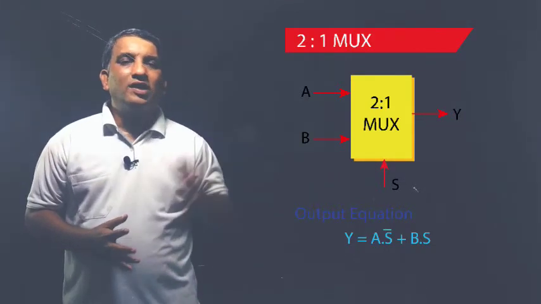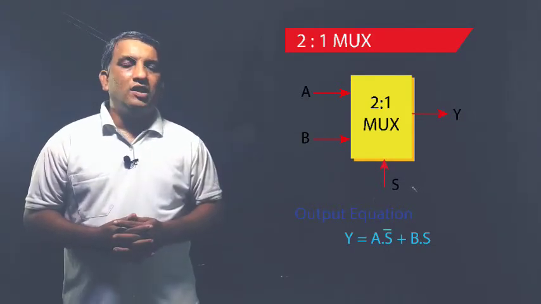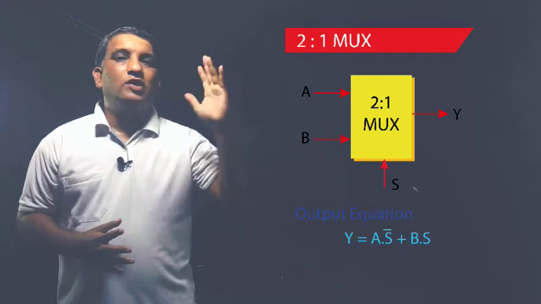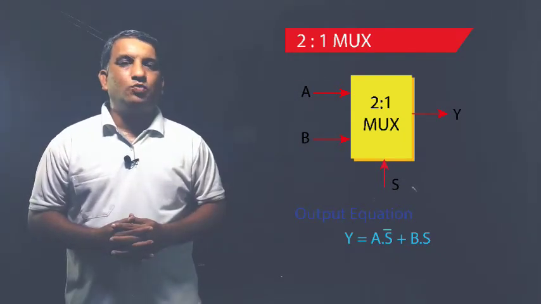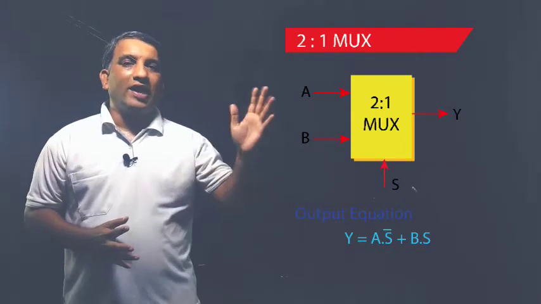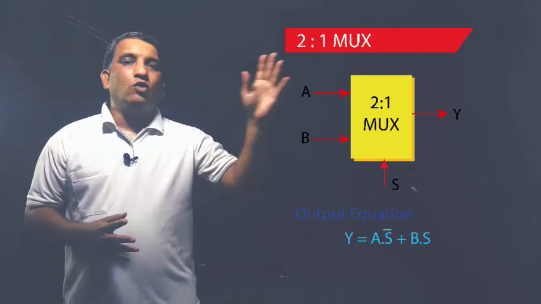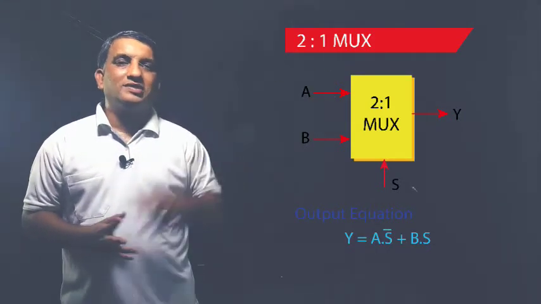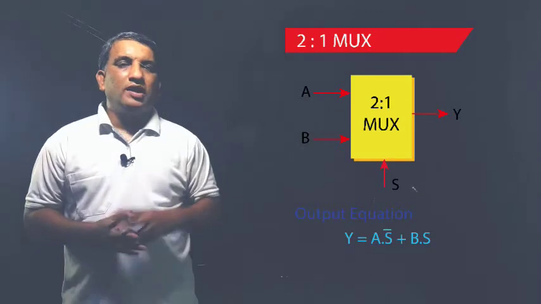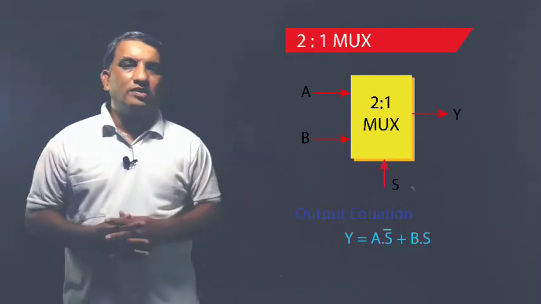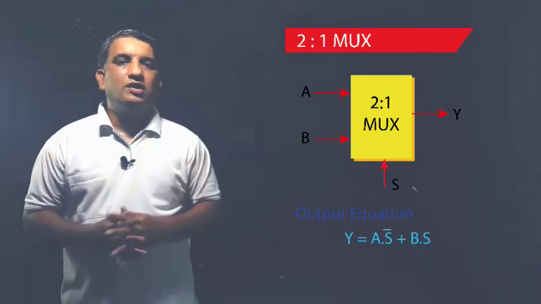Now depending on the value of the select line, which particular input will be routed or transferred to the output depends. If S is equal to 0, your output will be equal to A, that is A will be transferred to the output, and if S is equal to 1, then B will be transferred to the output.